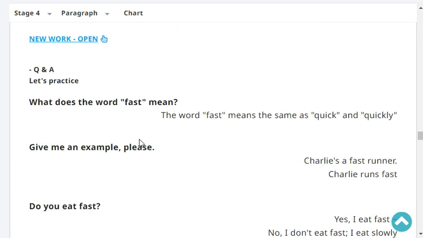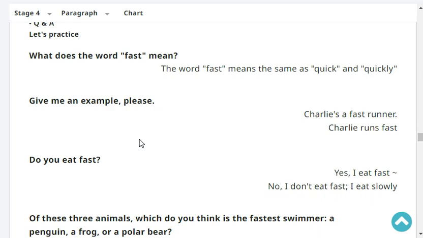Okay, what does the word fast mean? The word fast means the same as quick, and quickly. Give me an example, please. Charlie's a fast runner. Charlie runs fast. Do you eat fast?